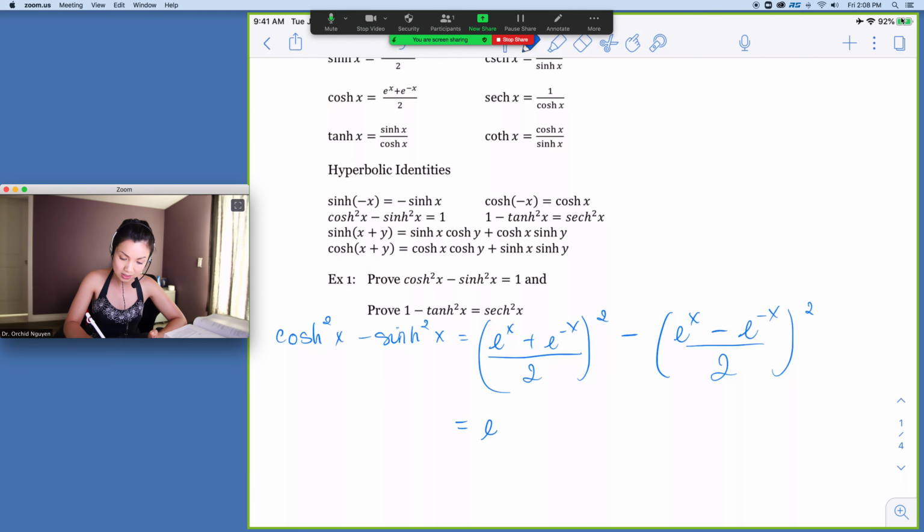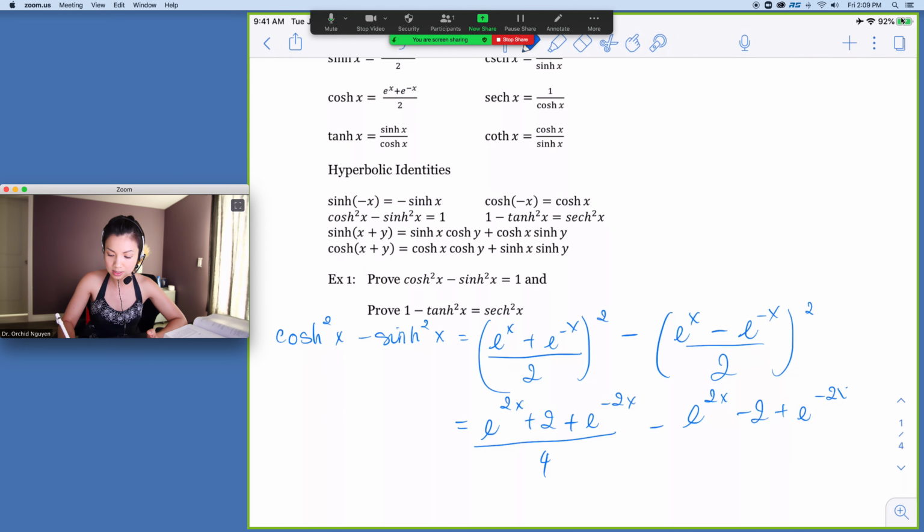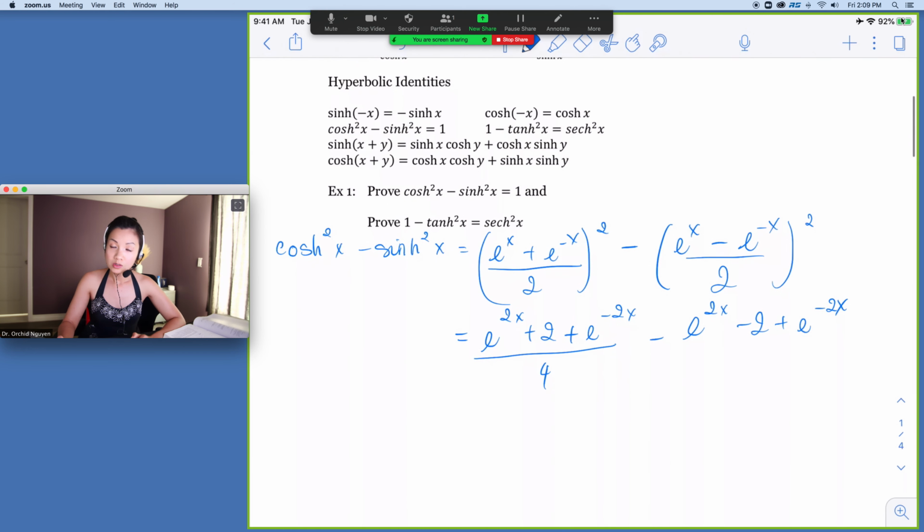So what I have is e to the 2x power plus 2 plus e to the negative 2x over 2 squared, which is 4, minus e to the 2x minus 2 plus e to the negative 2x. So you can see that we cancel, cancel, cancel, cancel, and I end up with 4 over 4, which is 1. You see the top is just 2 minus negative 2, which is 4.